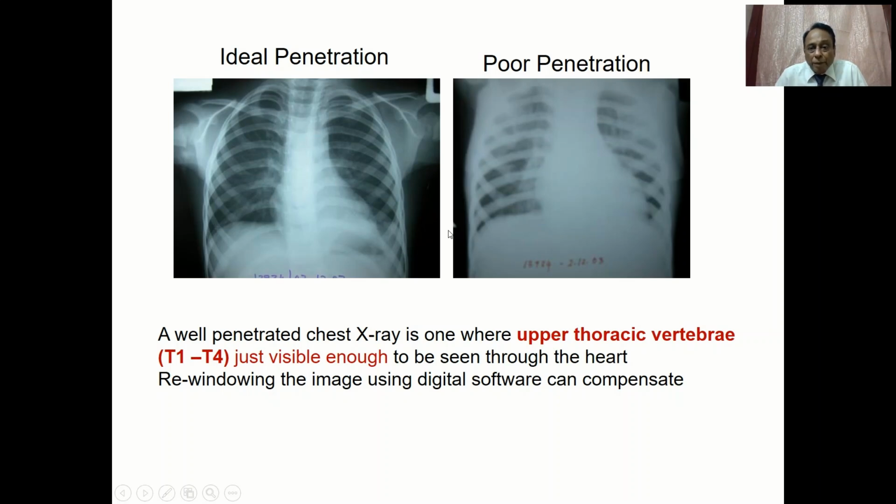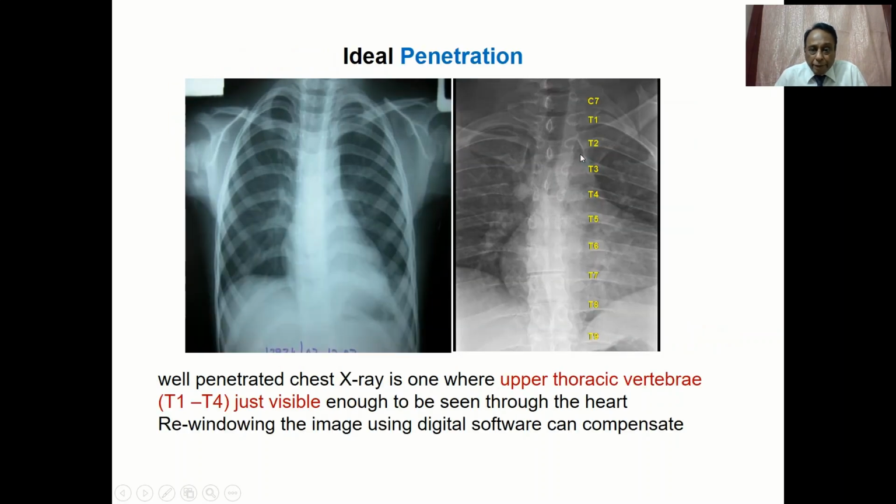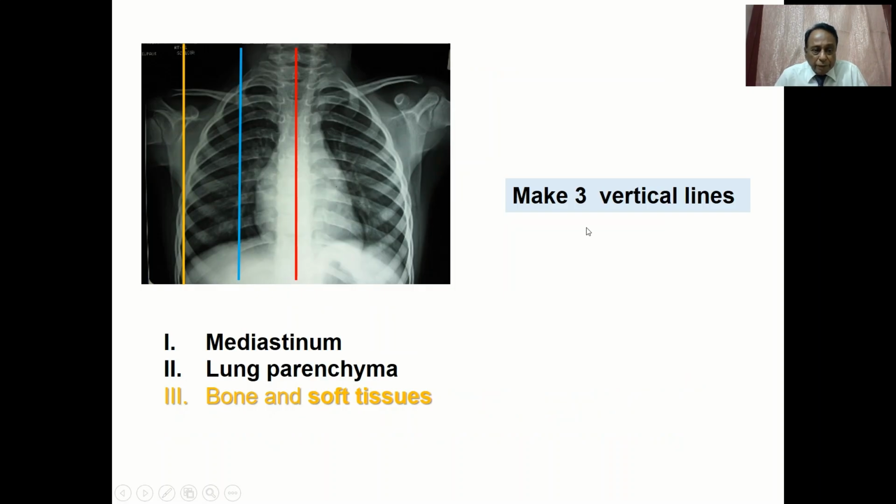If they are visible, it is a good film. If you are not able to see the upper thoracic vertebrae, then it is a poor penetration. This is a good, ideal penetrated film. Here is a poorly penetrated one. You cannot see anything behind the mediastinum. And this is also the same thing. See the medial end of the clavicle, T2, T3, T4, T5. These are the things.